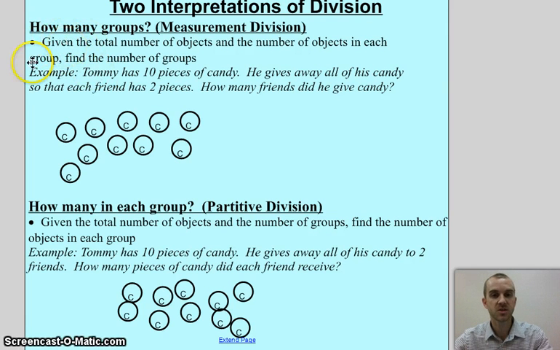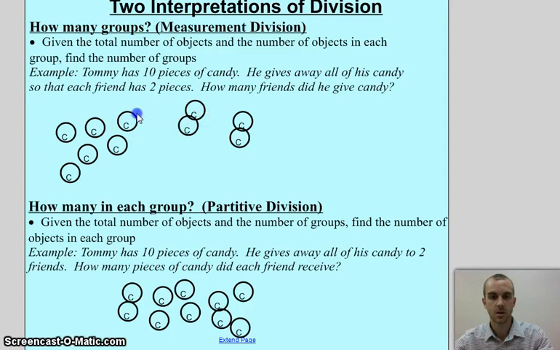So with the measurement division, we say given the total number of objects and the number of objects in each group, find out the number of groups. So Tommy has 10 pieces of candy, and he wants to give it away so that each friend has 2 pieces. How many friends did he give candy to? So we can group them in twos. And we can see that there are 5 groups of 2. And our answer is the number of groups, 5.